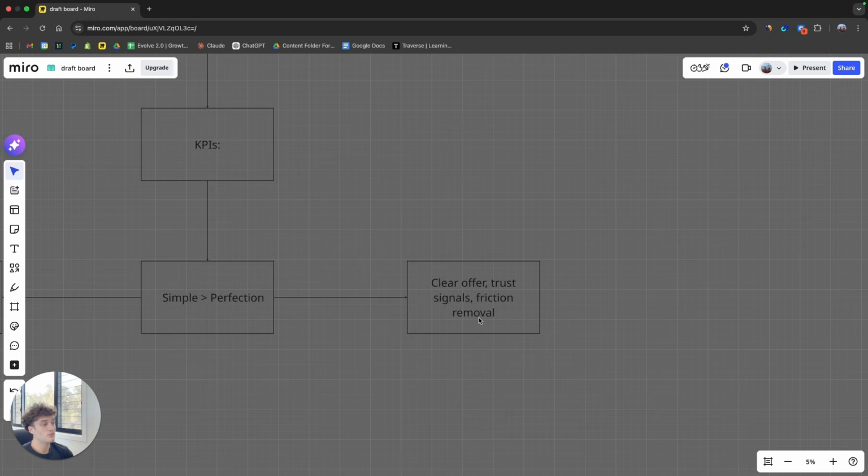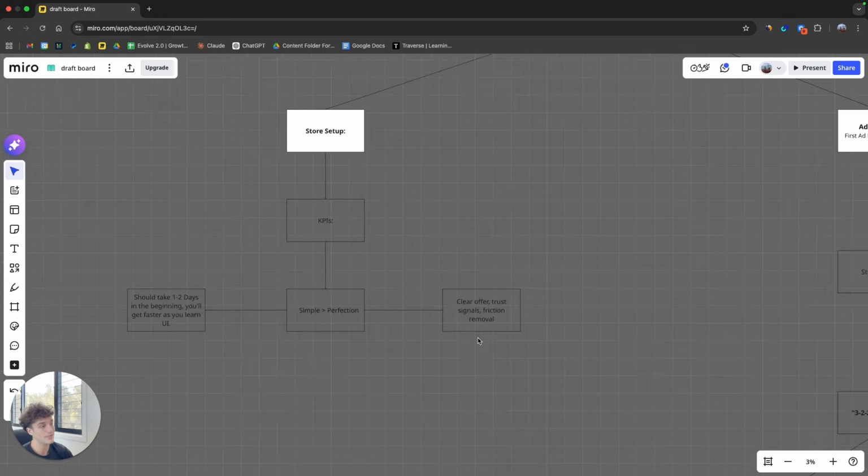Because the whole goal of the website is that it's got to have a clear offer, it's got to have trust signals, and it's got to remove friction between the customer hitting your page and eventually purchasing your product. So the least friction possible is ideal.